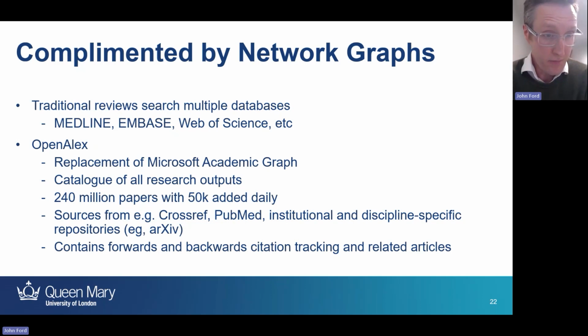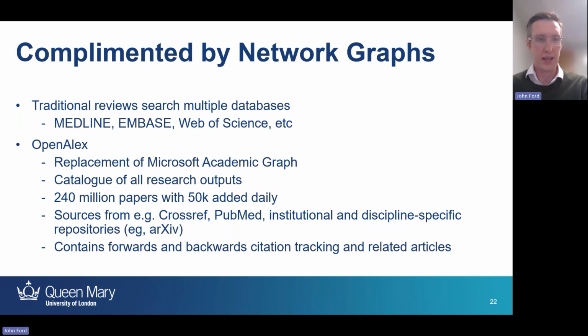At the minute, it's got about 240 million papers, and it adds about 50,000 every day. So it's one single repository of research articles, and it pulls in from PubMed and Crossref, but also from institutional databases as well. Now, the big advantage of using OpenAlex, or it would be Microsoft Academic Graph, is that they have forwards and backwards citation tracking and related articles.